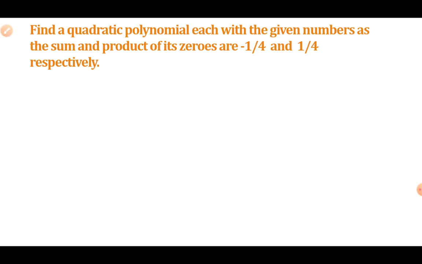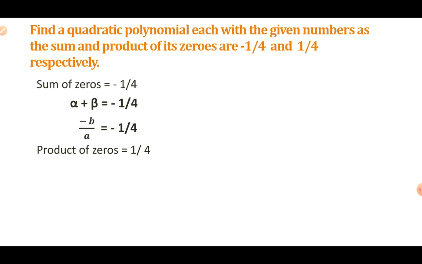Next, sum is minus 1 by 4 and product is 1 by 4. Alpha plus beta is minus 1 by 4, minus b by a is minus 1 by 4 and product is 1 by 4. That means alpha into beta is 1 by 4, or else c by a equals 1 by 4. So minus b by a equals minus 1 by 4, c by a equals 1 by 4. So again we have a same value for a, a equals 4. Value of b will be 1 because minus minus cancel, value of b is 1 and c is also 1.